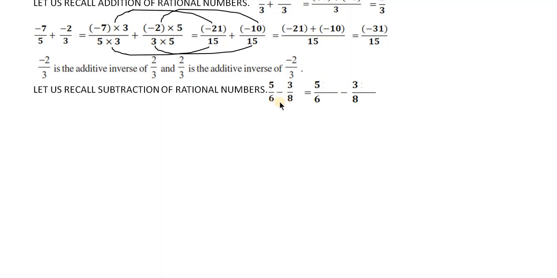When you are subtracting, you will have to take the LCM of 6 and 8. You will not take LCM in multiplication and division. The LCM of the denominators is taken in addition and subtraction only. So remember it in mind. In multiplication and division, you will not take LCM of fractions. Okay. So 6 and 8 is that. So what is the LCM of 6 and 8?